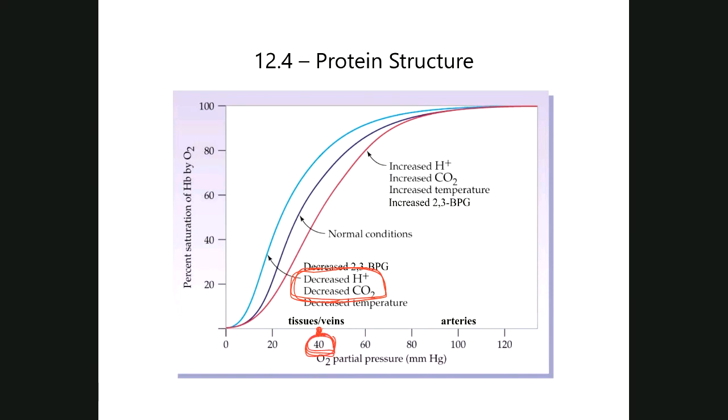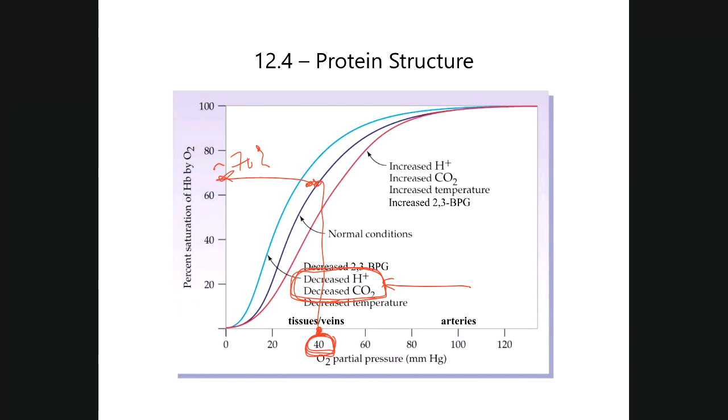PO2, notice, under normal conditions, what we call the percent saturation, how much of the hemoglobin is actually bonded to oxygen, is around 68 to 70%, let's say close to 70% saturation. So that means that under normal conditions, at a pressure of oxygen of 40 millimeters of mercury, your hemoglobin is about 70% saturated. What happens if you have low hydrogen ion concentration, i.e. high pH or low CO2?